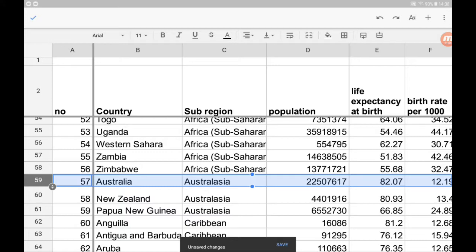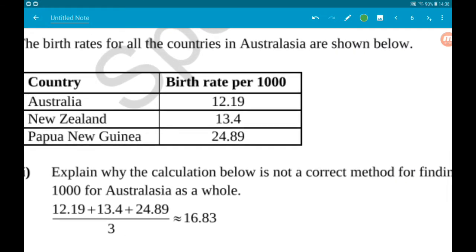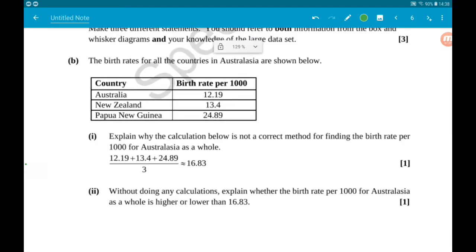So, it's got the highest population. If we look at its birth rate, it's actually got the lowest birth rate of all three countries. So, because Australia has the most people, but these people are having the least babies, that means the country with the greatest weight is contributing less to the overall birth rate. So, the actual birth rate will be lower for Australasia as a whole.